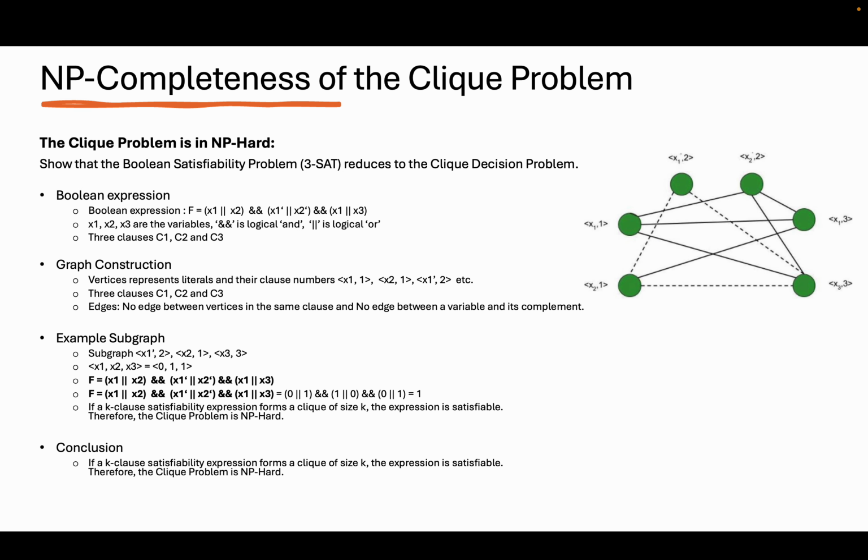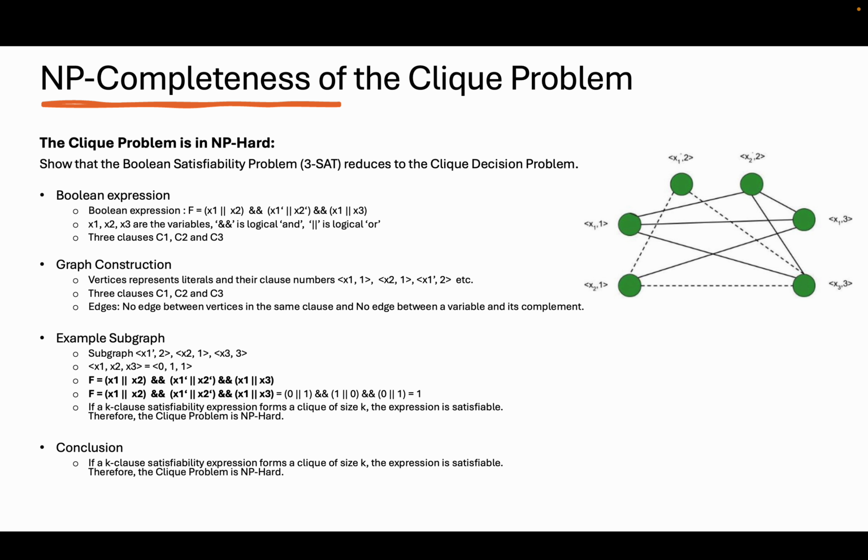Now, NP-completeness of the clique problem. I'm showing how the Boolean satisfiability problem, which is 3-SAT, reduces to the clique decision problem, which helps us prove that the clique problem is NP-hard. To prove the statement that the clique problem is NP-hard, we need to show that the SAT problem reduces to the clique decision problem.